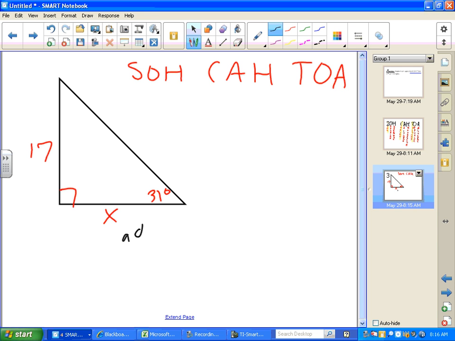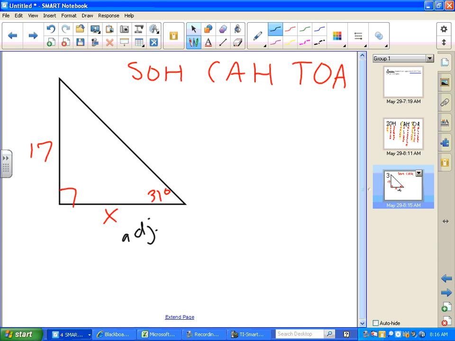Yep, they touch. I'm going to abbreviate this. So this is the adjacent side of 31 degrees. That's important to know how this side is related to this angle. Okay, 17, this side right here. How is that related to 31 degrees? Is it the opposite, the adjacent, or the hypotenuse?